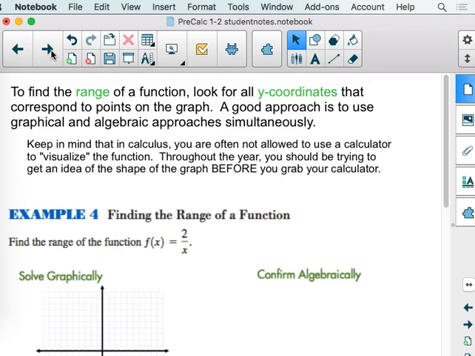Because you had some questions on the homework there from 17 to 20 that said, talk about the range of this data. To find the range of a function, look for all y coordinates that correspond to points on the graph. A good approach is to use graphical and algebraic approaches simultaneously. Keep in mind that in calculus, you're often not allowed to use a calculator to visualize the function. Throughout the year, you should be trying to get an idea of the shape of the graph before you grab your calculator.